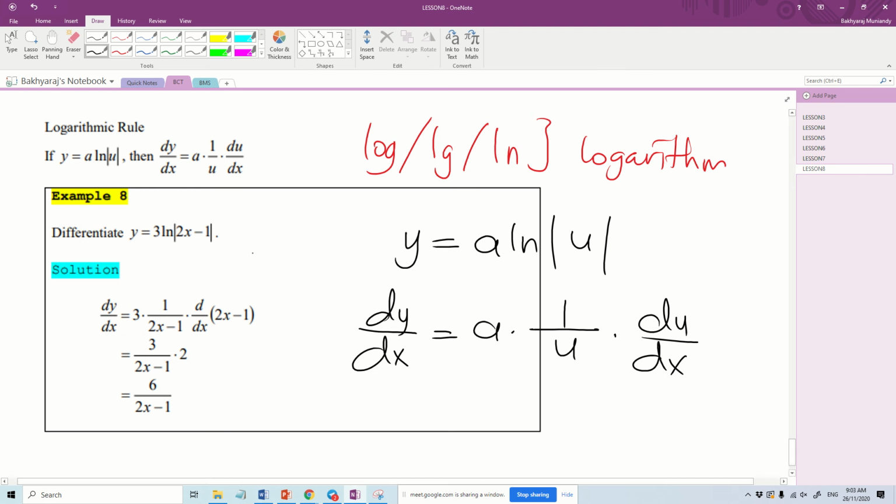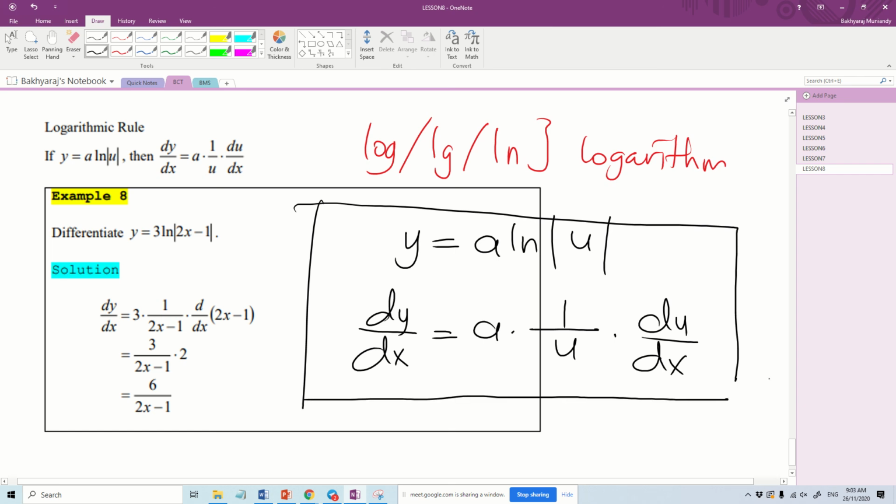Please copy this. The notes are in CDOS, so you can download them and do the exercise. So y equal a log u, and dy/dx is a dot 1 over u dot du/dx. Once you differentiate, the log disappears, the ln is gone, and only u remains.